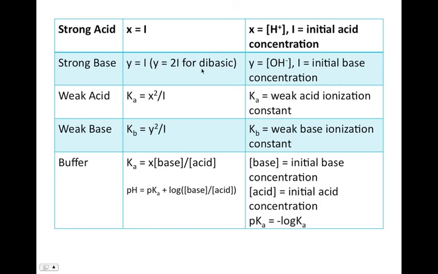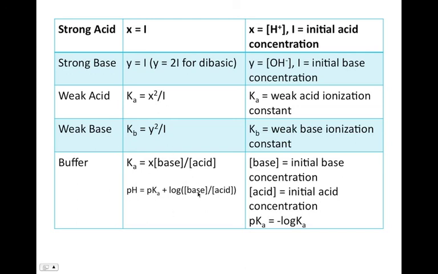A little bit of a difference if you have a dibasic base like magnesium hydroxide, Mg(OH)2. Well, you're going to get 2 hydroxides for every one of those, and so you have to take y equals 2 times the initial base concentration. These came from our acid-base equilibrium notes, where Ka equals x squared over I. X squared correlates to the fact that your hydrogen ion concentration and your conjugate base concentration are going to be the same once you reach equilibrium, and this initial concentration isn't really going to change that much when you're dealing with a weak acid or a weak base.